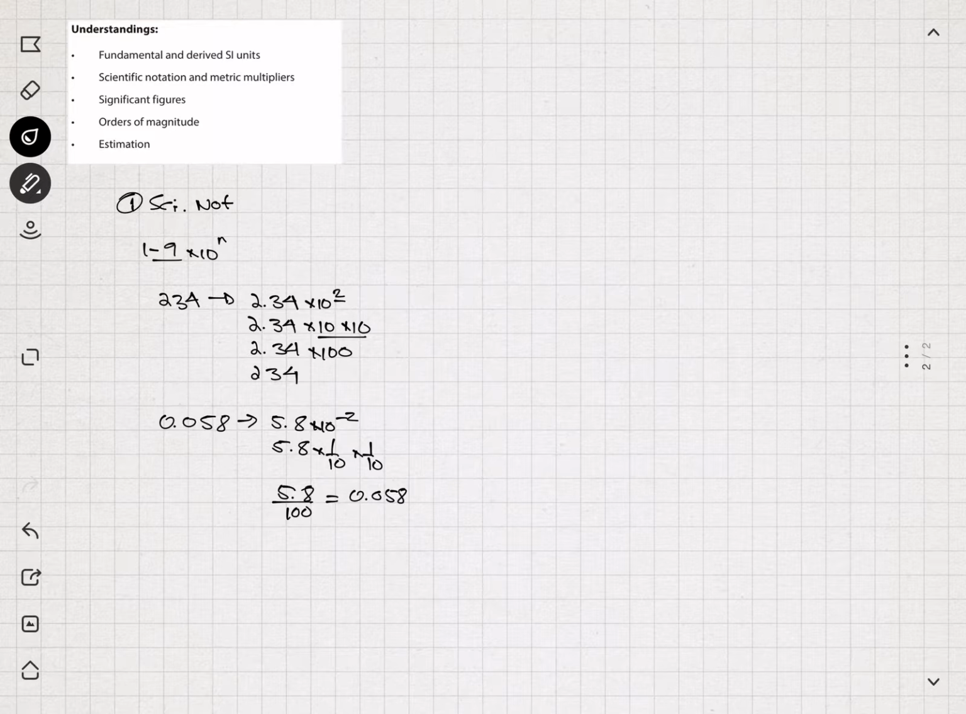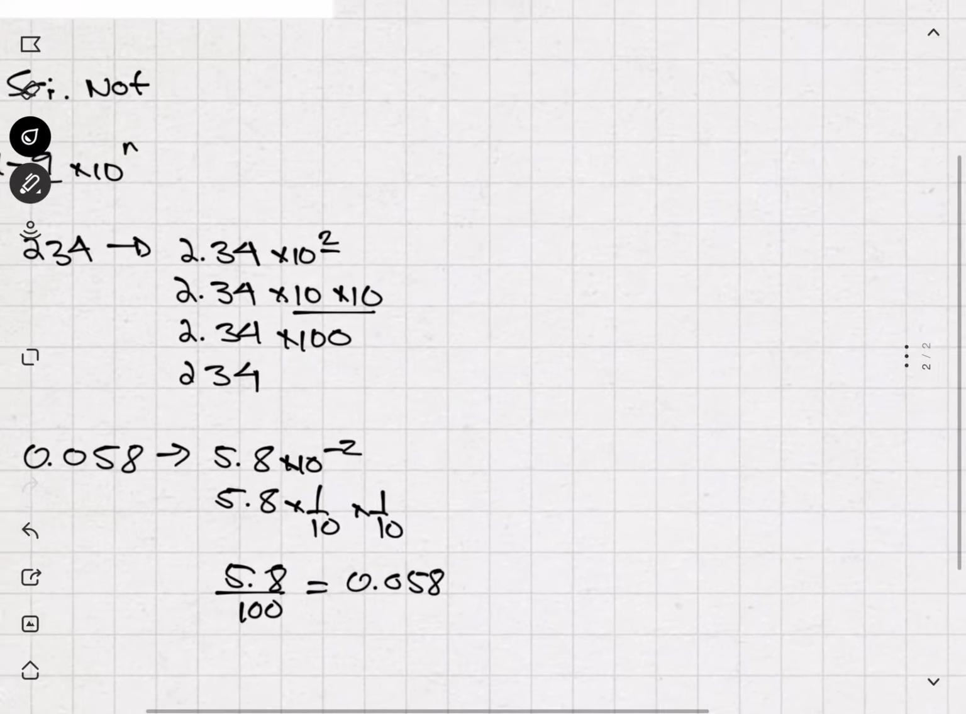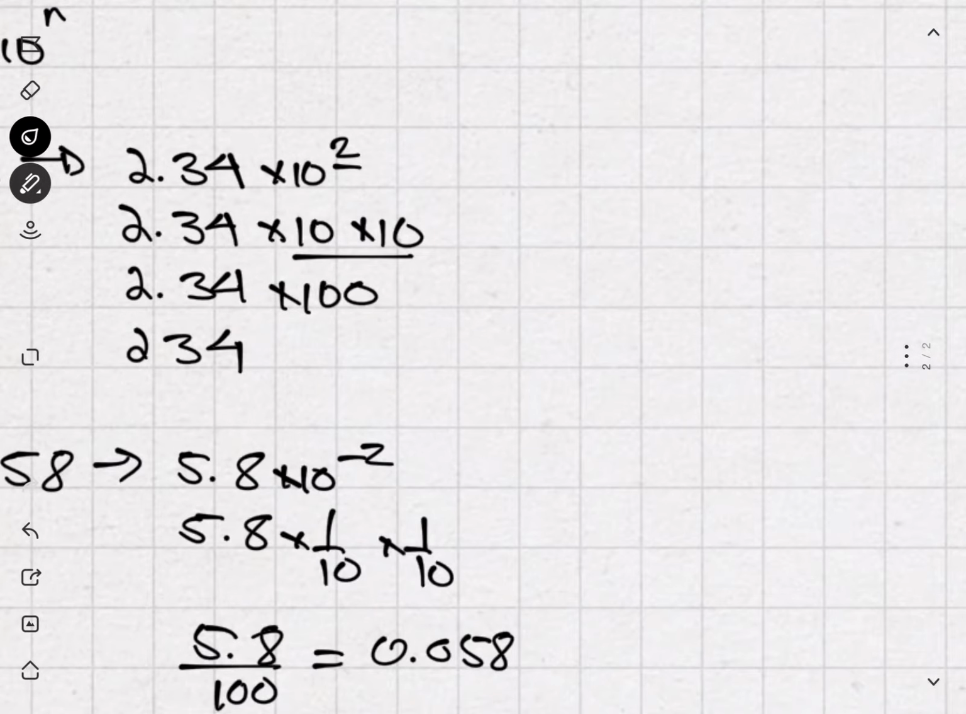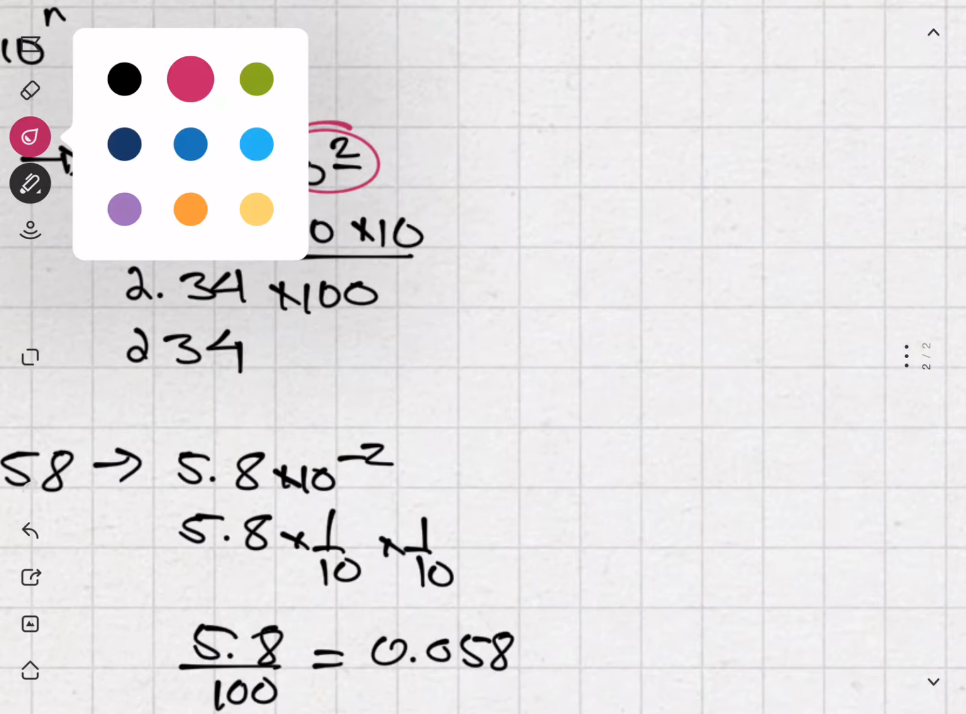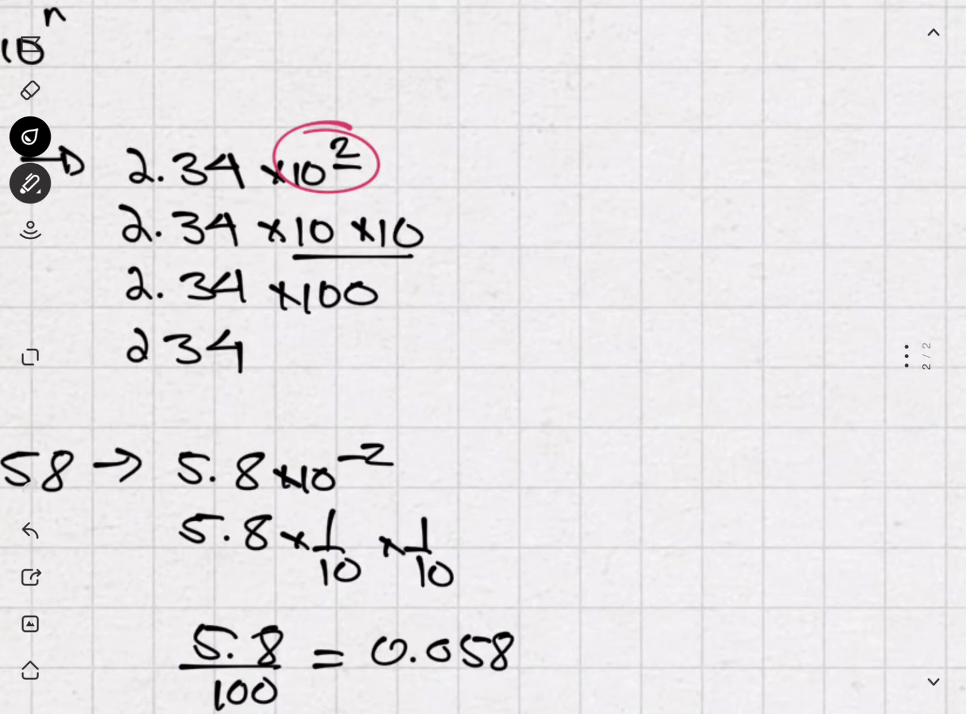Now, there is another way of writing numbers in science. Instead of using powers, we can use something called the metric multiplier. And the metric multiplier is just taking these times tens and turning them into a word. So let's do an example that everybody is familiar with.